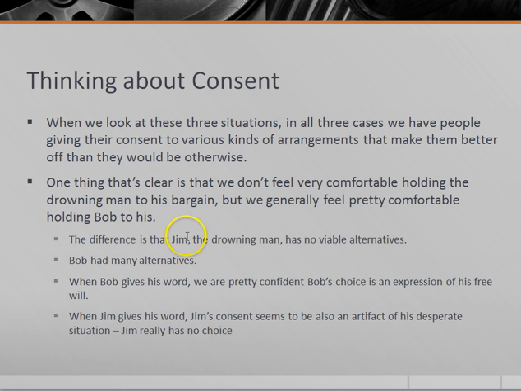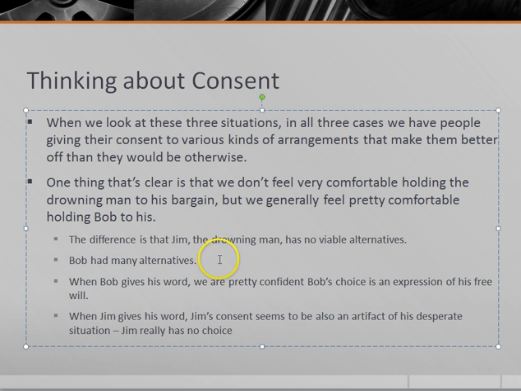He's going to sit there and die, probably, if he doesn't accept Jack's offer. But Bob, on the other hand, had many alternatives, whereas the Indian workers had bad alternatives, but not necessarily life-threatening ones. When Bob gives his word, we're pretty confident that Bob's choice is an expression of his free will, but when Jim gives his word, Jim's consent also seems to be an artifact of his desperate situation. Jim really doesn't have much of a choice, and so we're not sure how much his word should bind him.